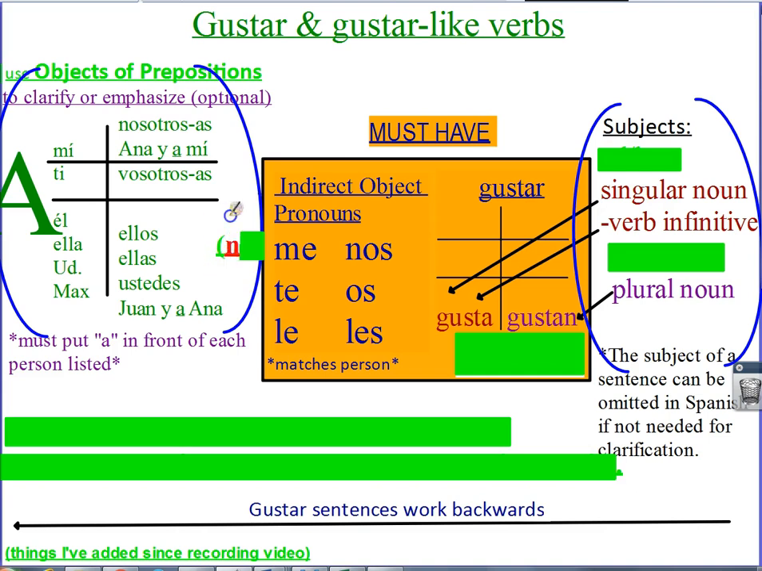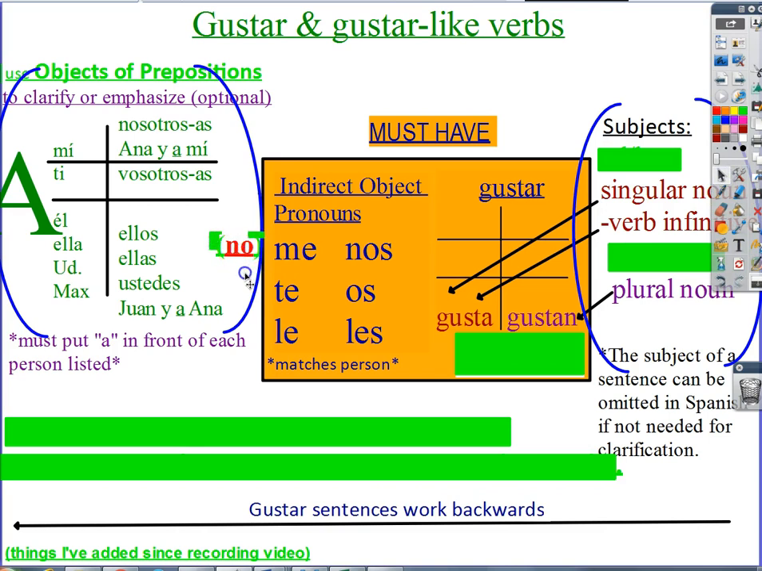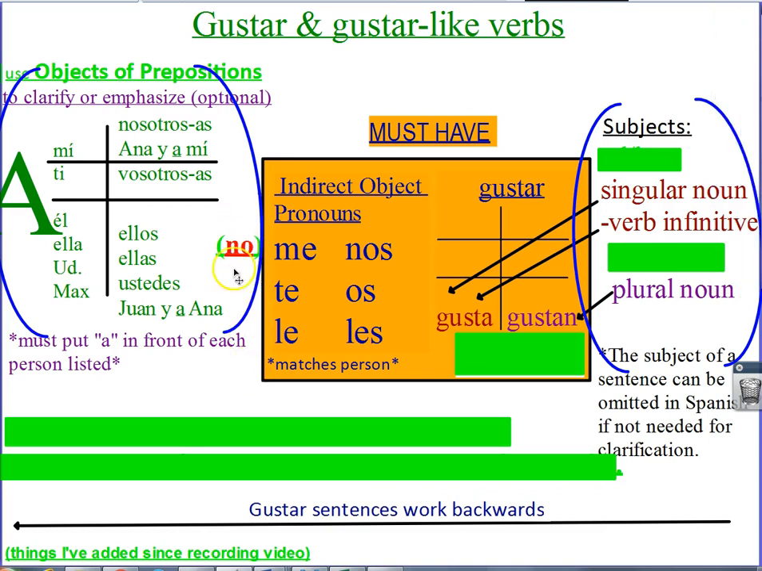I have this squeezed in here because I don't have more room on my screen. But if you want no in a Gustar sentence, it goes right here before your indirect object pronouns. So if you have a little bit more space between this section and your must-have section, that's where no goes. If you're going to have no in a sentence, it goes here. Or you can write it and draw an arrow, but it goes right here. So if I want to say I don't like something, a mí no me gusta. I don't like it. You should have a box around this must-have section. And if you don't, add it now.